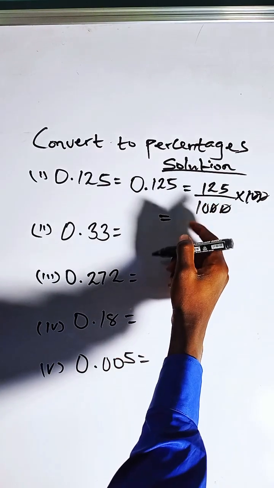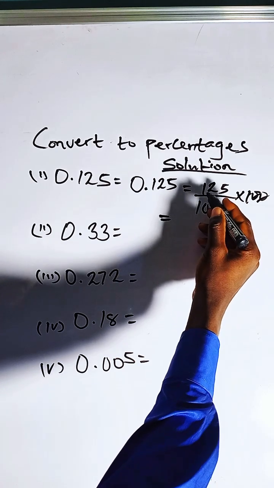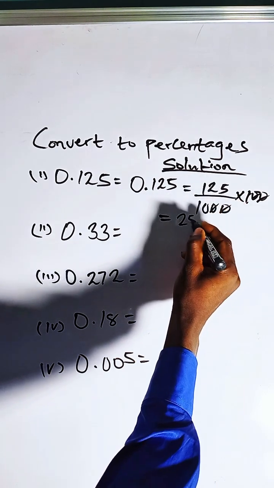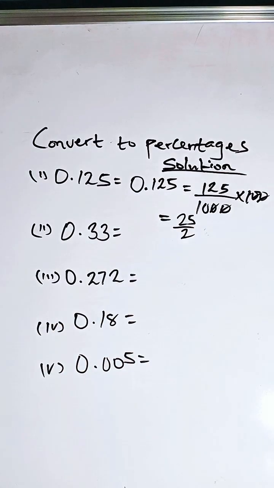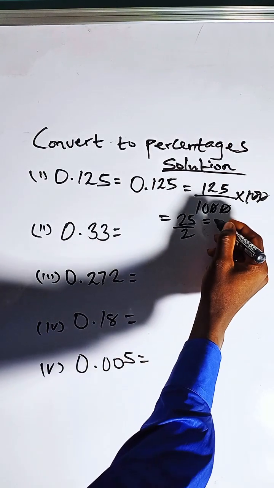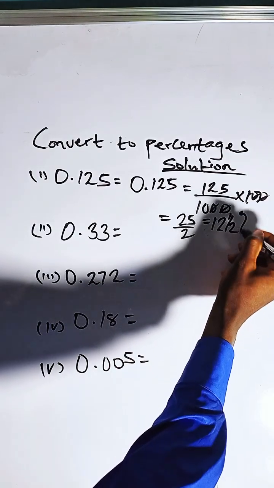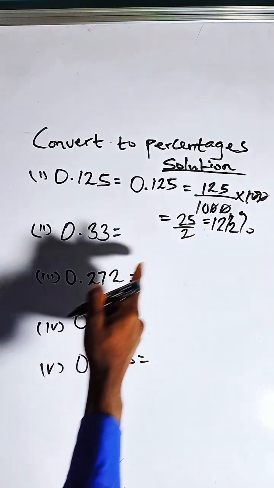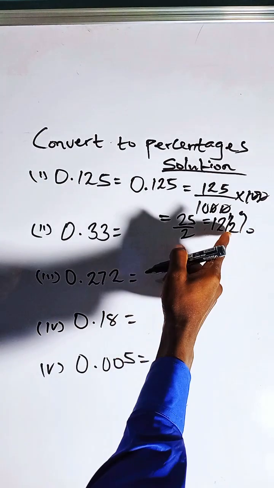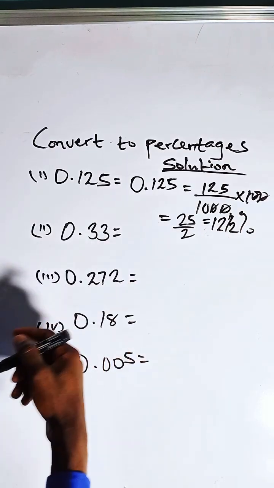Okay, so from 125 over 10, we can still break it down with 5. So for 5 here, we have 5 into 25 is 5, and 5 into 10 is 2. So from here, we have this as 12 whole number, 1 over 2%. So taking this from decimal to percentage, we have it as 12 whole number, 1 over 2%.